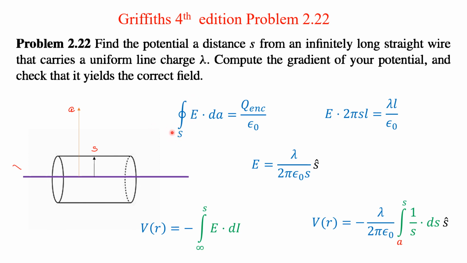Now, in order to find the electric field, we have to do the surface integral of E dot dA, which is equal to the charge enclosed divided by epsilon naught. Of course, we have done this problem; please check problem 2.13, the link of which I have given in the description box. The integral of dA is equal to 2 pi s, the circumference of the cylinder, multiplied by this length L.